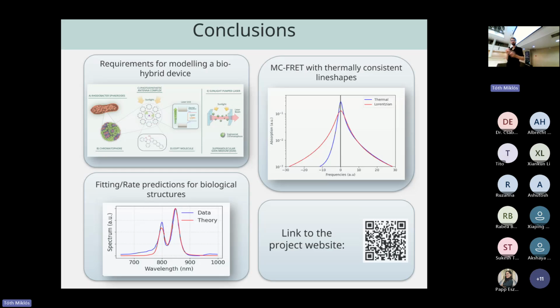And with that, I want to finish with a few conclusions. So again, a reminder about this cool project about building a biohybrid lasing device. We have talked about MC-FRET and how we can make it thermally consistent by using thermally consistent line shapes. And we have used this to fit some experimental data and make some preliminary predictions about energy transfer in these systems. Thank you very much.